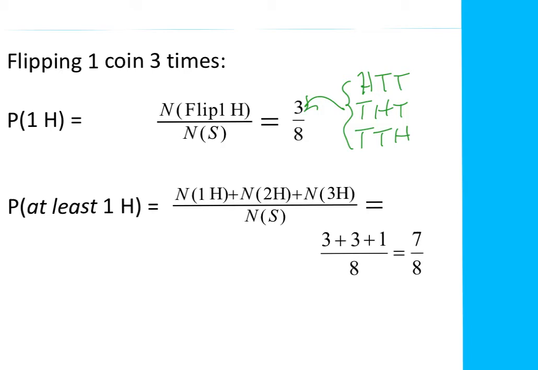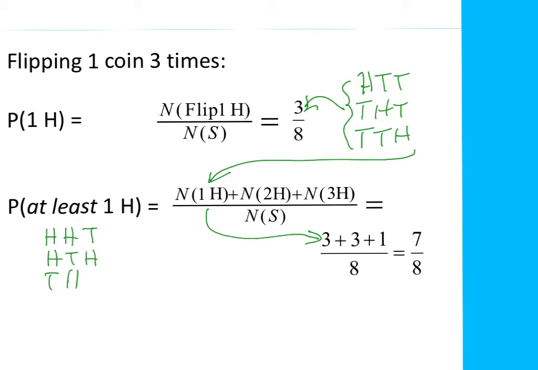Now, what is the probability, however, that you get at least 1 head? How many ways can you flip 1 head? You can flip it 3 ways. There it is, 3 ways. For 2 heads, you could flip it this way, or you could flip 2 heads this way, or you could flip 2 heads this way.